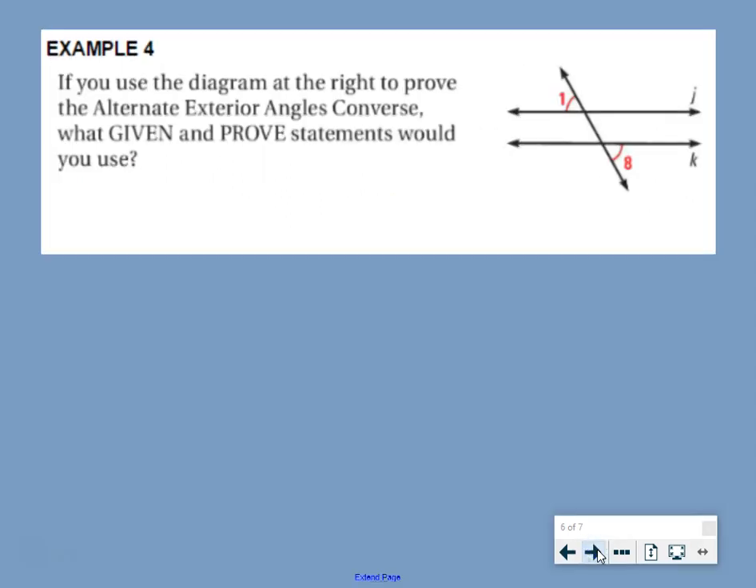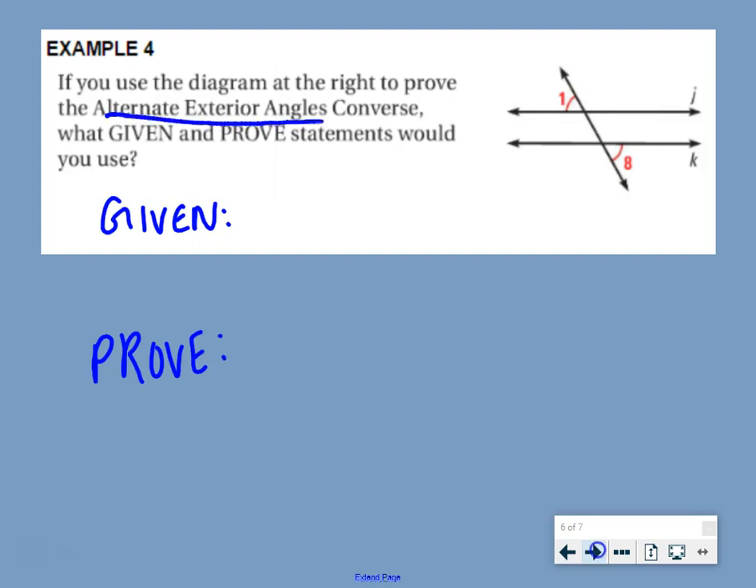Example 4. If you use the diagram at the right to prove the alternate exterior angles converse, what given and prove statements would you use? So if we wanted to set up that proof, what would be our given? And what would we want to prove? Well, it's the alternate exterior angles converse. Converse means we want to prove that two lines are parallel. So if we look at the two lines, it'd be J and K. We'd want to prove that J is parallel to K. That would be what we want to prove.